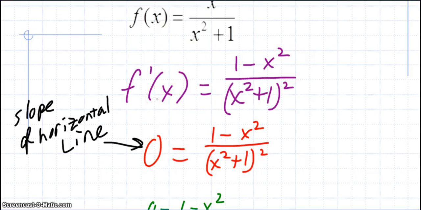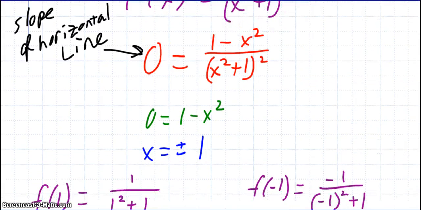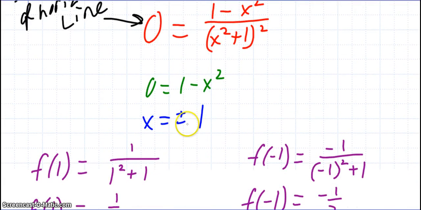of a tangent line. So if I want a horizontal tangent line, that means that the tangent line has a slope of 0. Now I solve this rational equation. Well, I can multiply both sides by the denominator and it goes away. So now I'm left with 0 equals 1 minus x squared, so x equals plus or minus 1. So what this tells me is these are the x values at which a horizontal tangent line occurs.